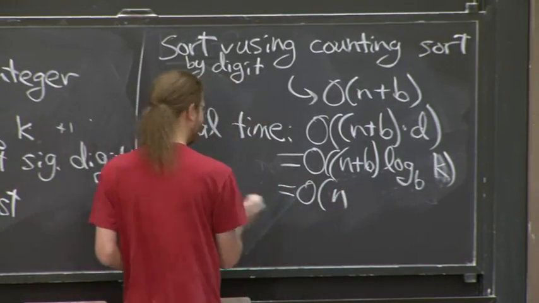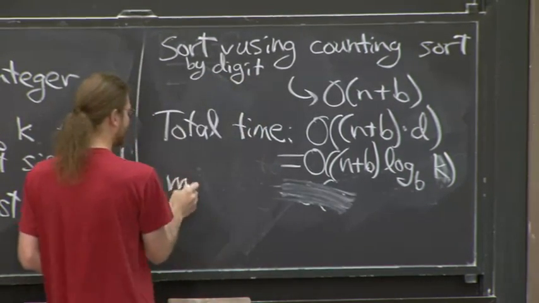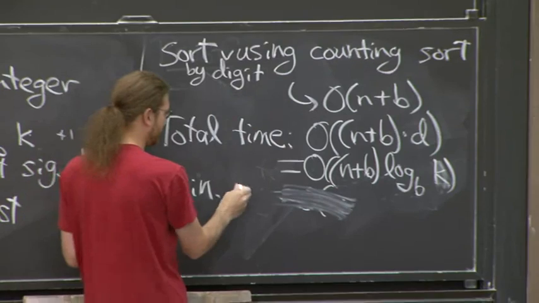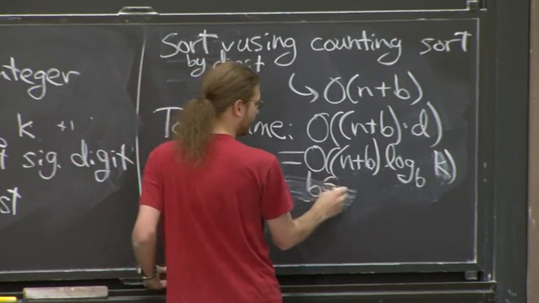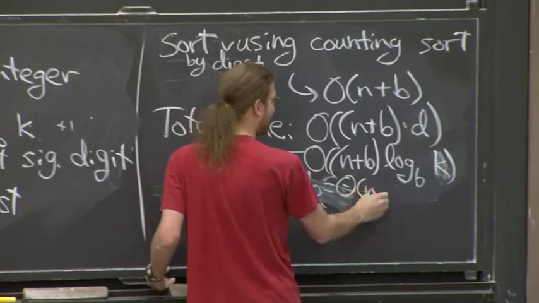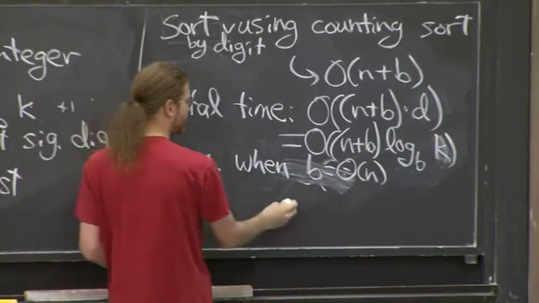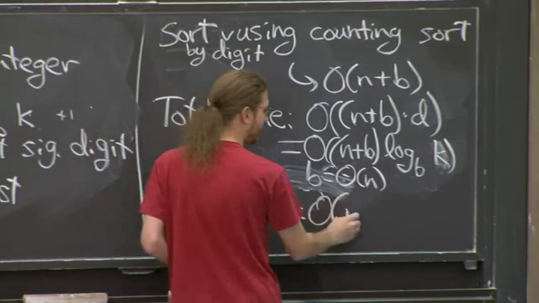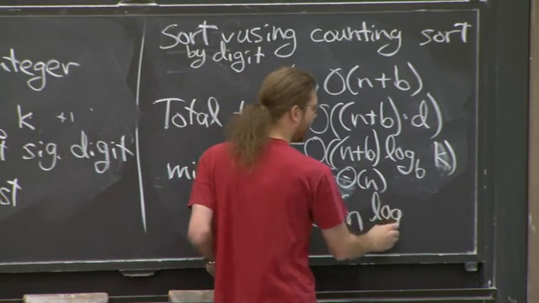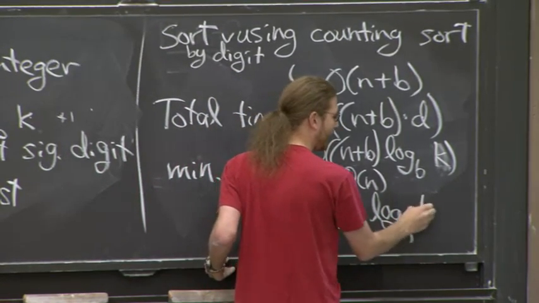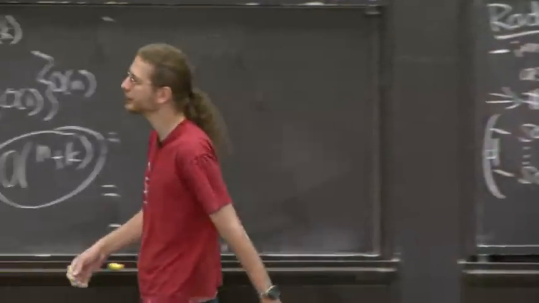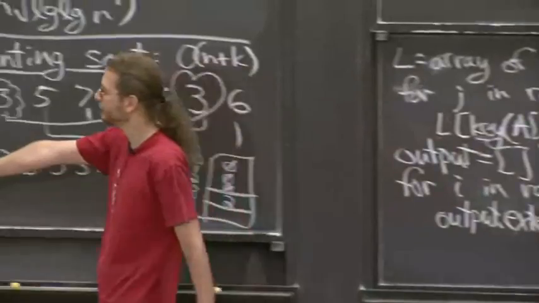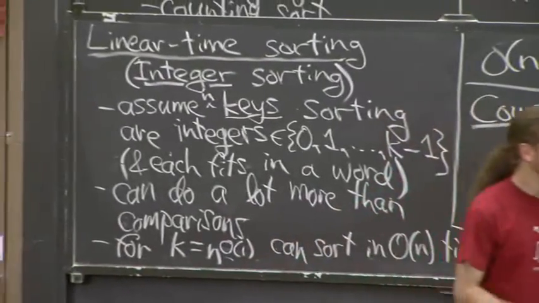So if I set it, I'll write it here. You can prove it with a derivative or whatever. This is going to be minimized when b is, I'll be vague, theta n. Okay, so then it's going to come out to n times log base n of k. And lo and behold, when k is polynomial in n, it's n to some constant, then that will be linear.